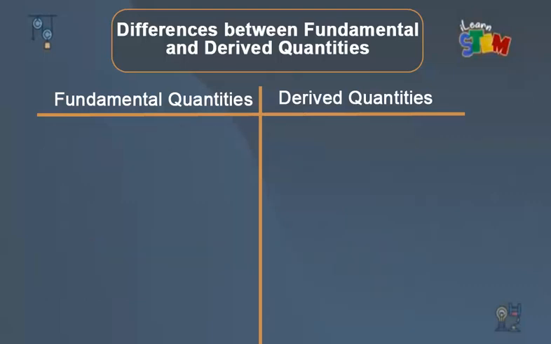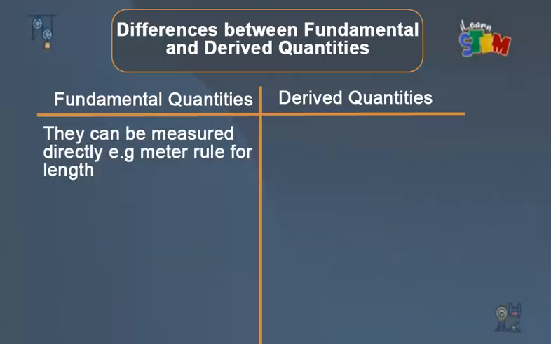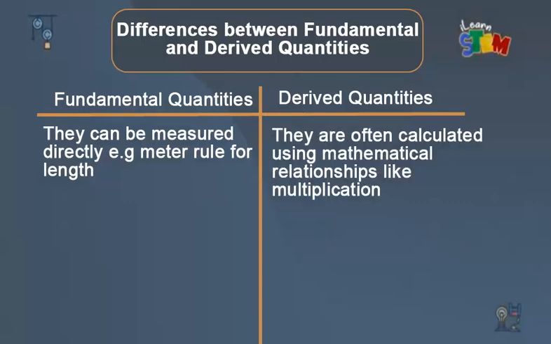Next is measurement. Fundamental quantities can be measured directly using appropriate instruments, such as meter rule for length and clock for time. Derived quantities, however, are often calculated using mathematical relationships like multiplication between fundamental quantities.